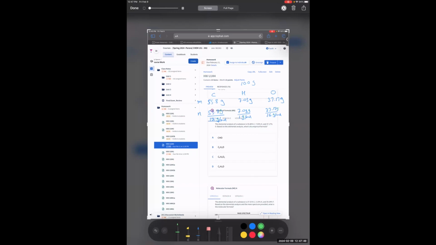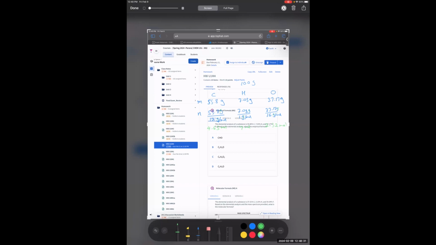values. So 55.8 divided by 12 is 4.65. So we get 4.65 moles here, and then 7 moles here. And then for oxygen, it should be 2 point something. Let's see. We have 37.17 divided by 16, which is 2.323. 2.32 moles.